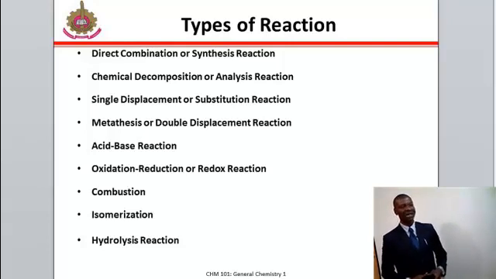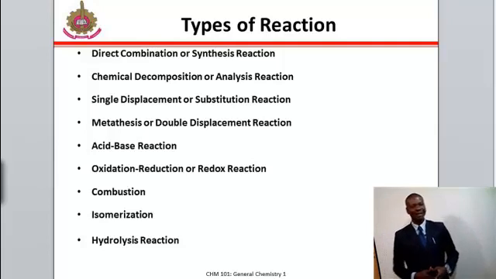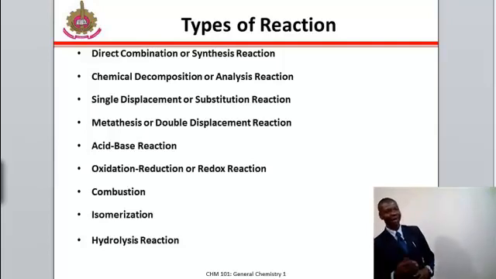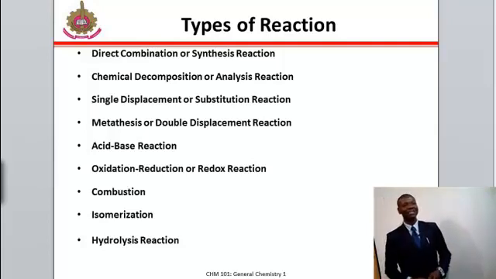And the next one is isomerization reaction, which can also be referred to as a rearrangement reaction. This is a reaction that involves transformation of one molecule into another molecule which has exactly the same atoms, but the atoms have a different arrangement. A very good example is isomerization of pentane to yield 2-methylbutane and 2,2-dimethylpropane.